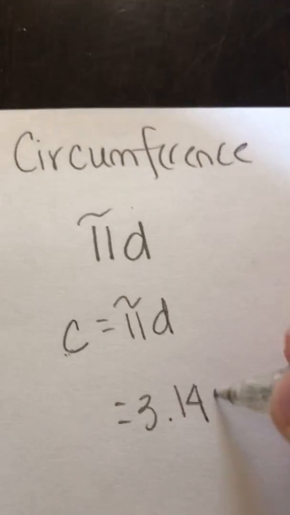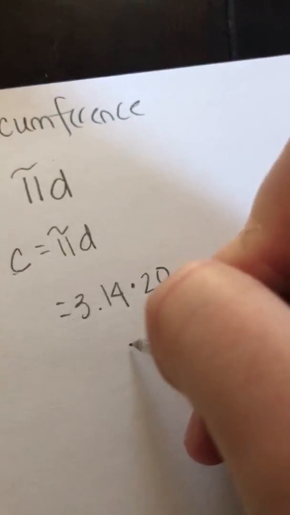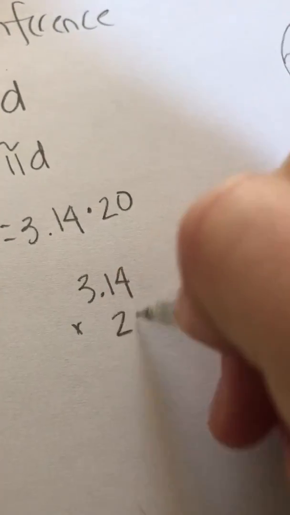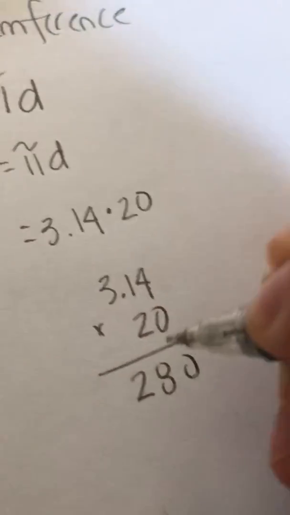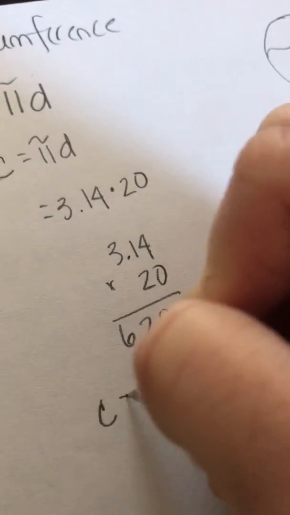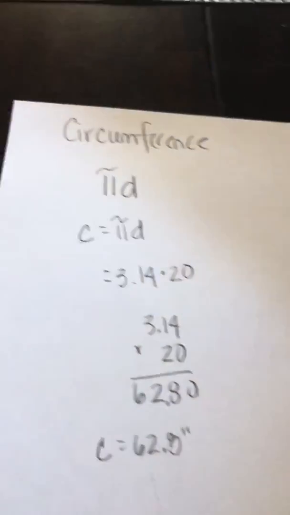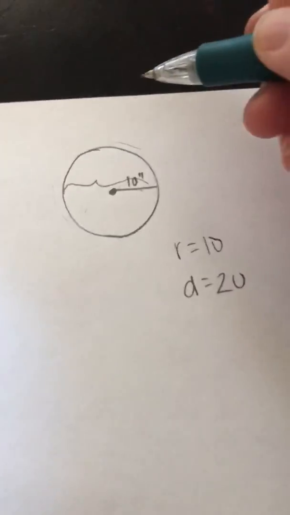And if our radius is 10, we know that our diameter is 20. So we're going to multiply 3.14 times 20, and bear with me here because I'm not great at holding the phone and multiplying. 2 times 4 is 8, 2 times 1 is 2, 2 times 3 is 6, and we'll move the decimal point over 2 places. So the circumference would equal 62.8 inches, all right?